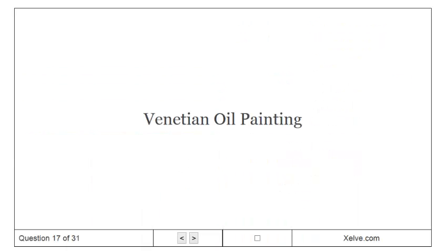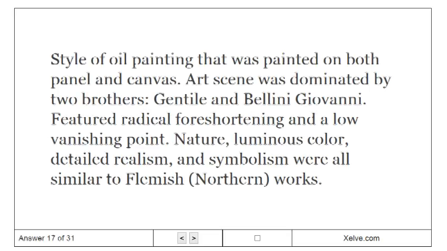Venetian oil painting. Style of oil painting that was painted on both panel and canvas. Art scene was dominated by two brothers, Gentile and Giovanni Bellini. Giovanni featured radical foreshortening and a low vanishing point. Nature, luminous color, detailed realism, and symbolism were all similar to Flemish works.